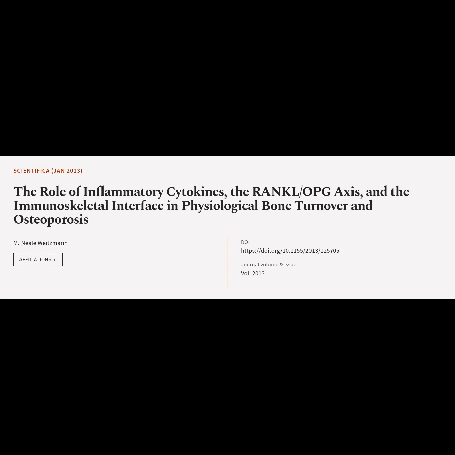This article is titled The Role of Inflammatory Cytokines, the RANKL-OPG Axis, and the Immunoskeletal Interface in Physiological Bone Turnover and Osteoporosis and was authored by Neale Weitzmann.